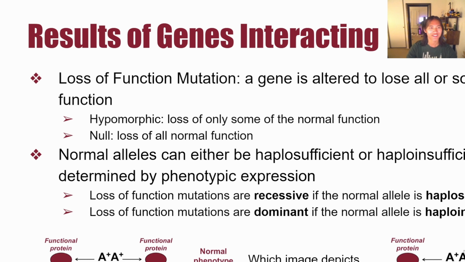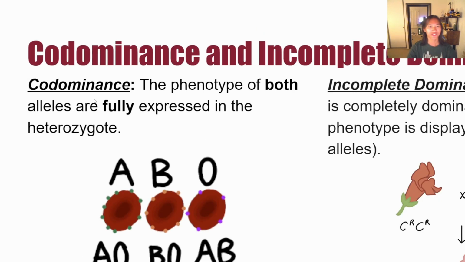Now, let's talk about codominance and incomplete dominance. Codominance is when the phenotype of both alleles are fully expressed in the heterozygote. Take these blood cells for example. The A allele encodes for the A antigens on the surface, while the B allele codes for the B antigens on the surface. If it is a heterozygote between A and B, then the phenotype of both A and B will be fully expressed on the surface, a combination of A and B.